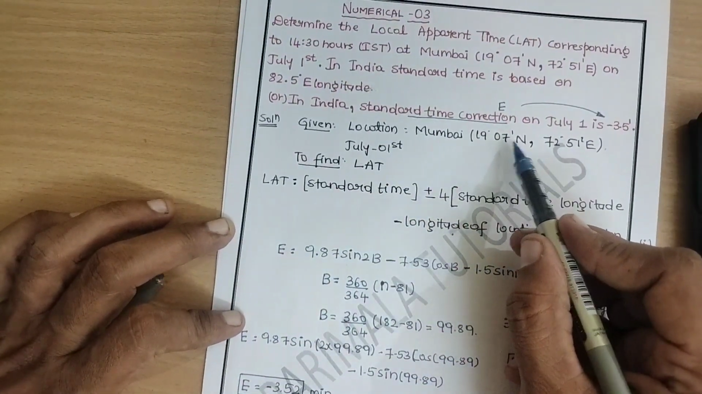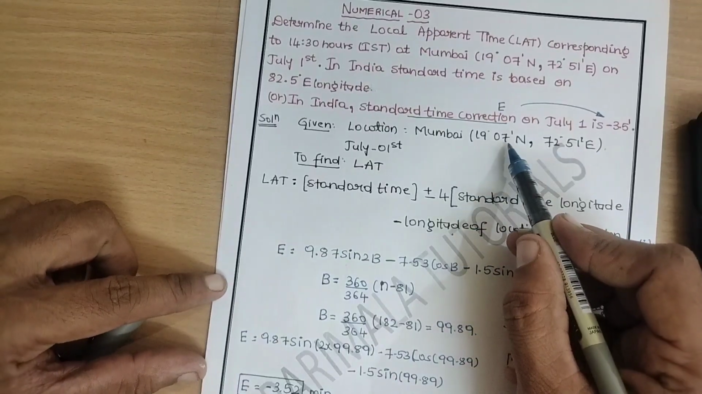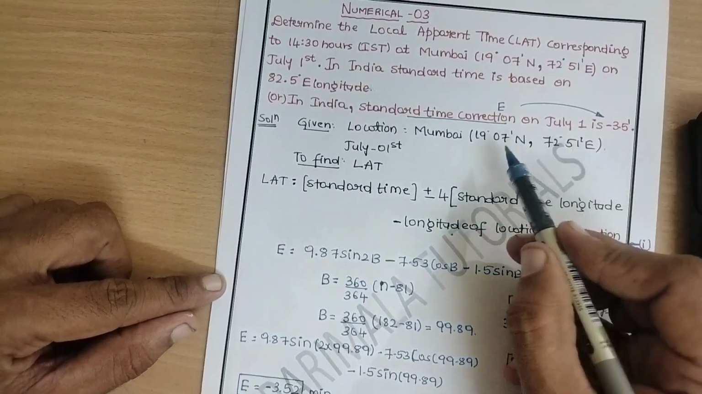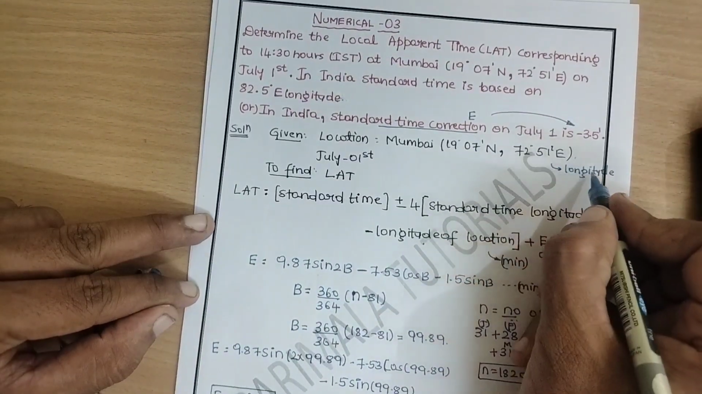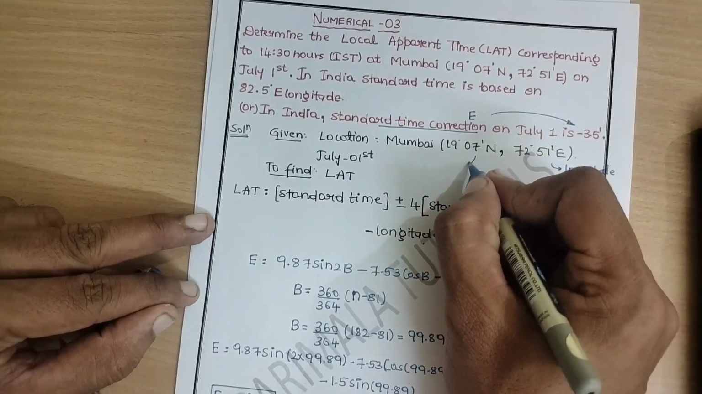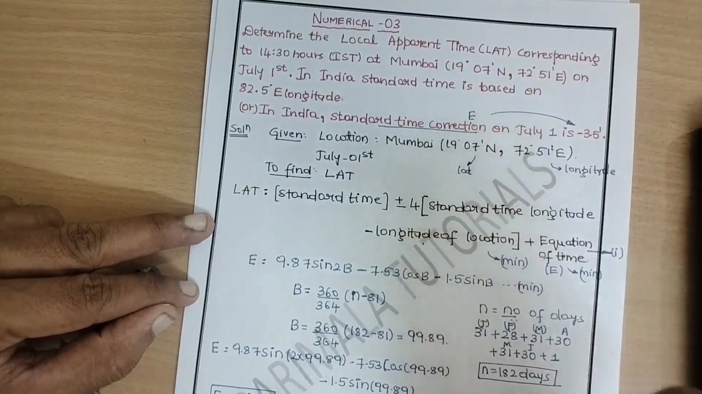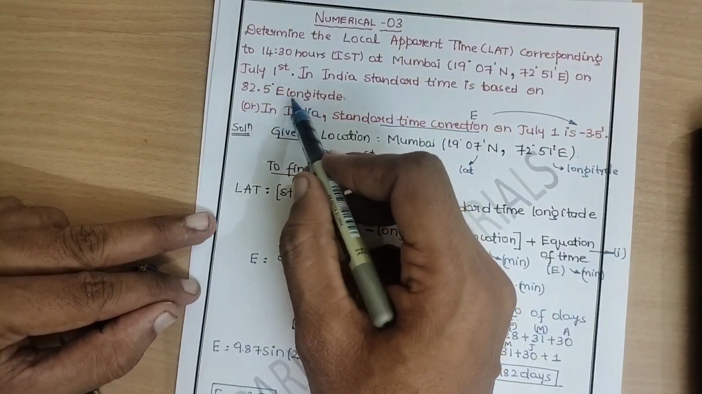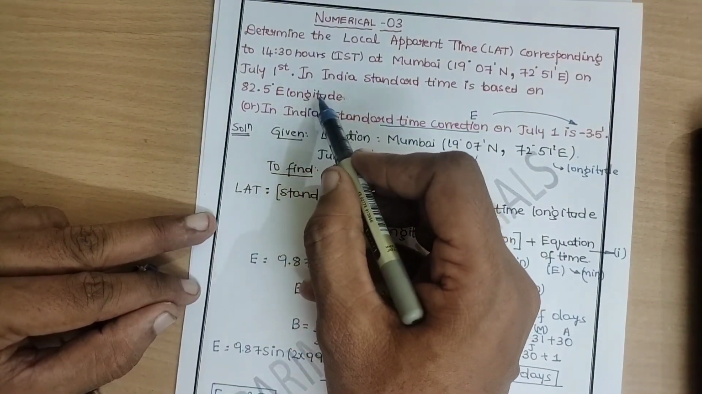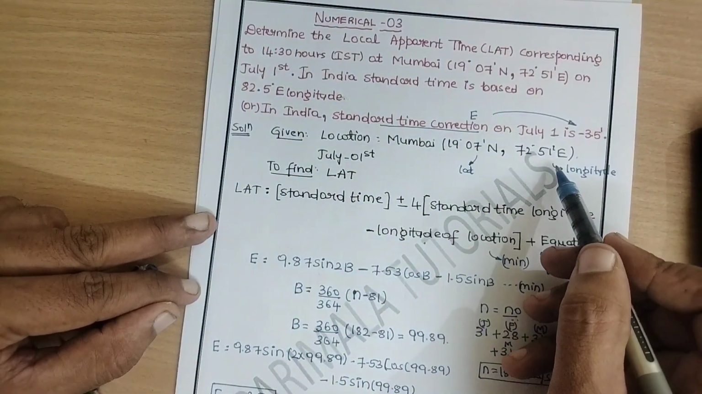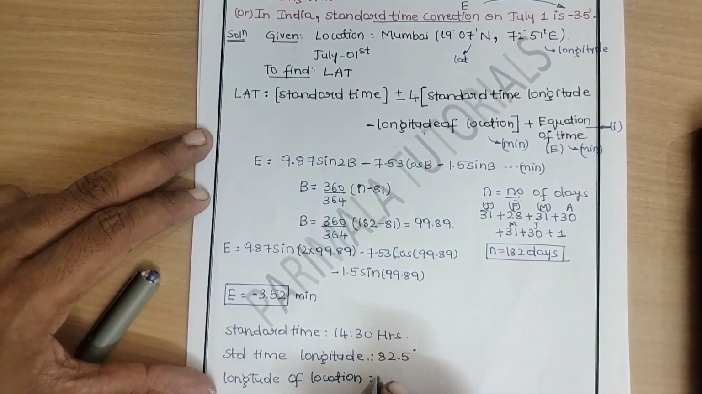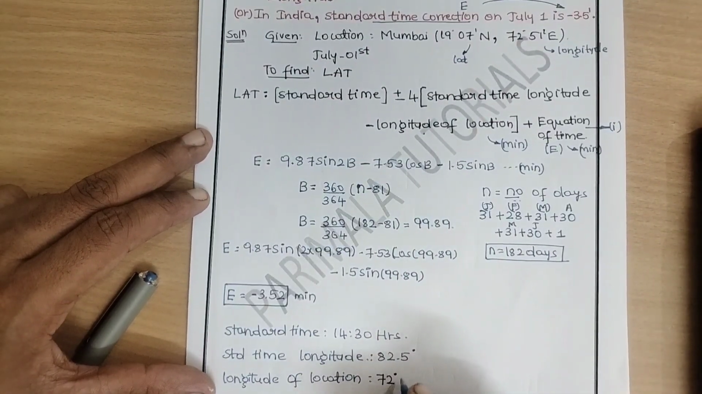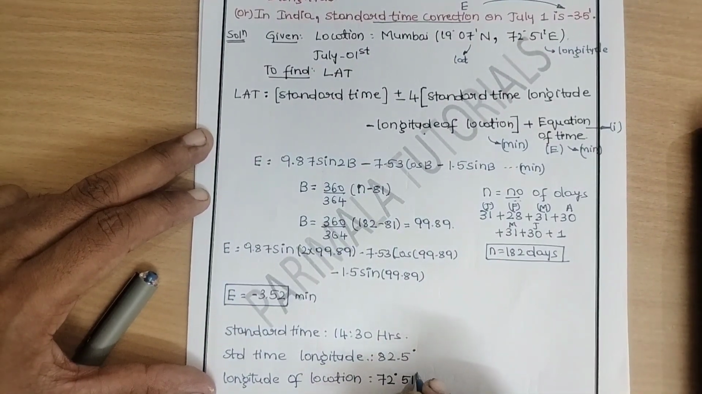They are given in two different forms, one is north and one is east. So which one to consider? East means it is the longitude location. North means it is the latitude location. Since here we are considering east longitude, let us also consider the same thing. So that is 72 degrees 51 minutes.